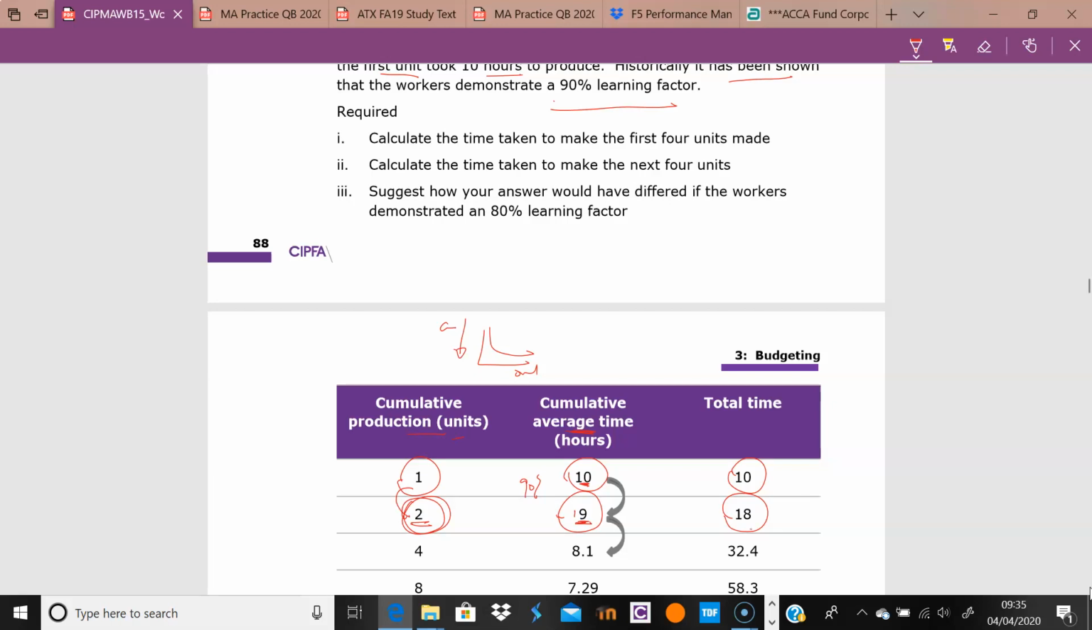The total time for 1 unit is 10. Now you can see straight away what's going on here. It means that the time it took to actually make the second unit must have been 8. I made the first unit in 10, the second unit in 8. The total time, of course, is 18, and the average time, therefore, must be 9. What's really important is to be careful to put your table in such a way that you have the cumulative units, the total time, and the average time next to it, because that's what the percentage relationship is about.